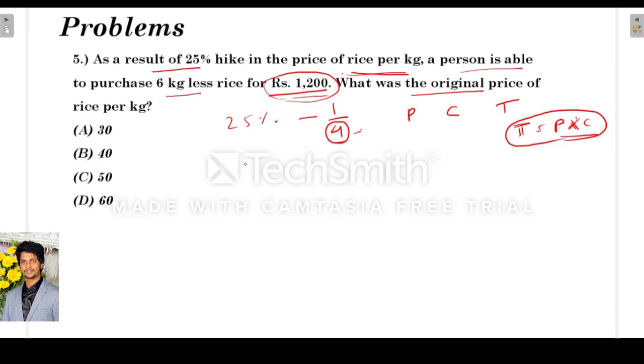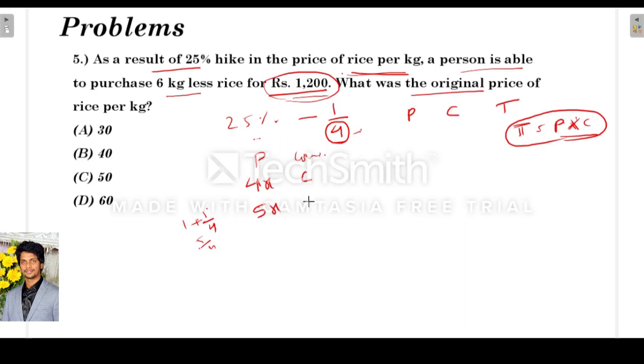So let us take the original price as 4x. Okay. So they are telling price is increased by 25%, means 1 plus 25/100, which is 1/4. So we have to multiply with 5/4 for 25% increase. So the new price becomes 5x. And let us say the consumption is C.